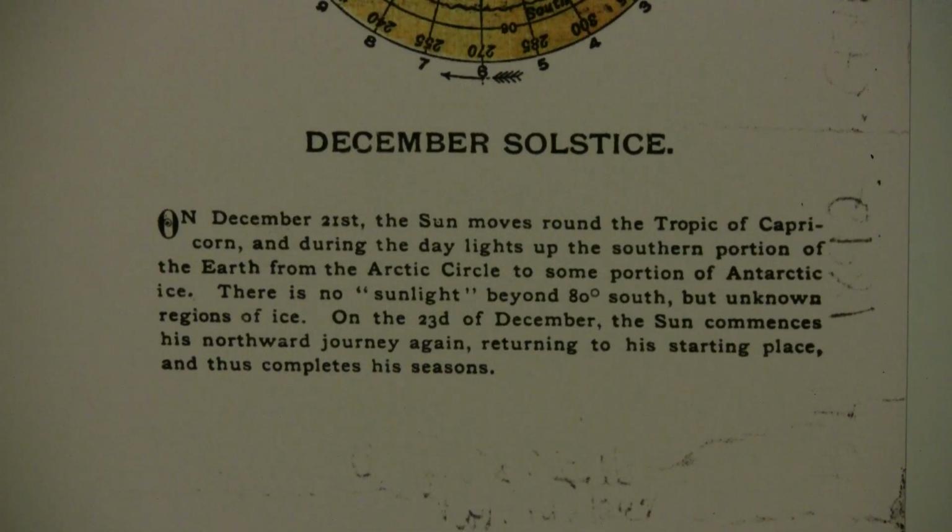Again, the Gleasons map is scientifically and practically correct, and it's written on the map. On December the 21st, the sun moves around the Tropic of Capricorn and during the day lights up the southern portion of the Earth from the Arctic Circle to some portion of Antarctic ice. There is no sunlight, and sunlight is between quotation marks here, beyond 80 degrees south, but unknown region of ice. On the 23rd of December, the sun commences his northwards journey again, returning to his starting place, and thus completes his season.